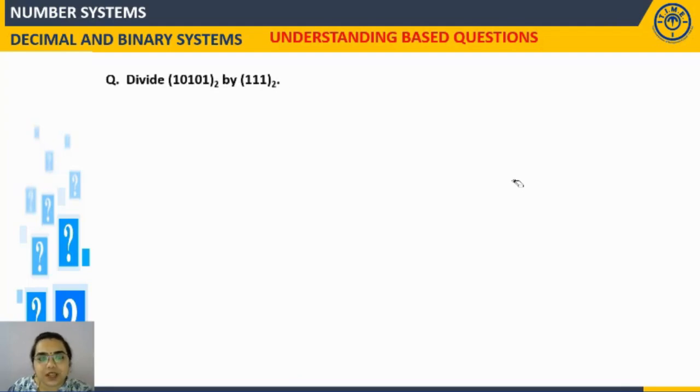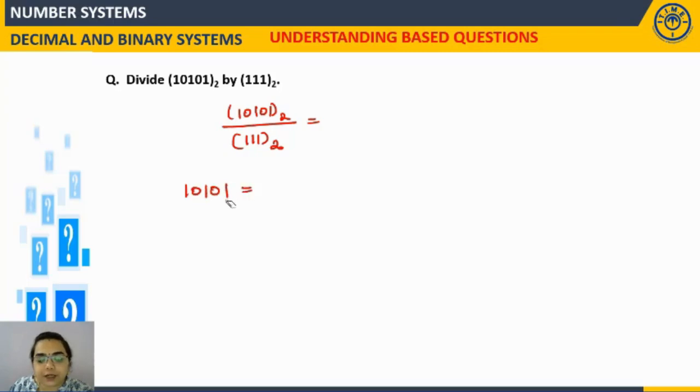Divide 10101 to the base 2 by 111 to the base 2. Okay. 10101 to the base 2 is divided by 111 to the base 2. Again, what did I tell you? There is a procedure for the division of these two binary numbers. But what are we going to do now? We'll convert the binary numbers into decimal numbers, perform the division, and then write down the answer again in the binary form.